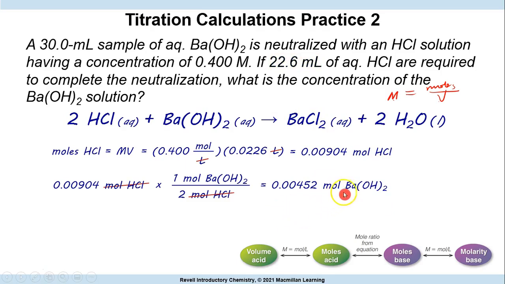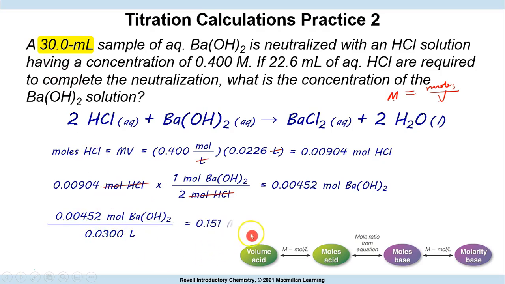Now, we have the moles of barium hydroxide and we have the volume, and we are now looking for concentration. So concentration is equal to moles divided by volume. So we are going to divide the 0.00452 by the volume. Remember, the volume here is in milliliters and we must convert it to liters. So the concentration is going to be 0.00452 moles divided by 0.0300 liters. We have converted this to liters. That gives us a value of 0.15 molar barium hydroxide.